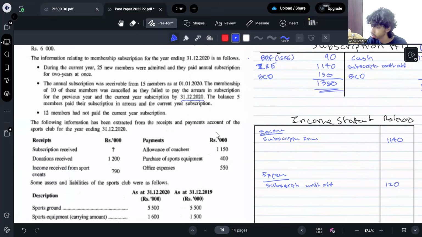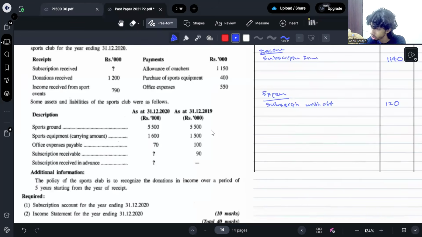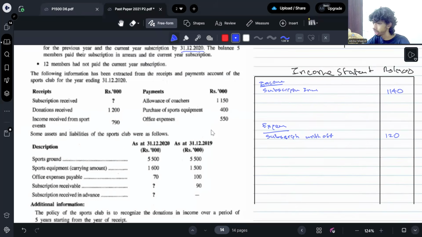The following information has been extracted from the receipt and payment account of the sports club. Subscription received we found. Donation received 1,200. Can we consider it as income? We'll see. The policy of the sports club is to recognize the donation as income over a period of 5 years starting from the year of receipt. So we have to recognize this donation over 5 years. Then for this year, how much can we recognize? 1,200 divided by 5, 240 will be donation income.